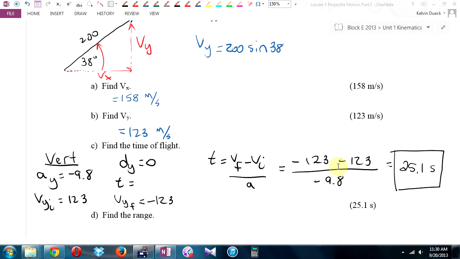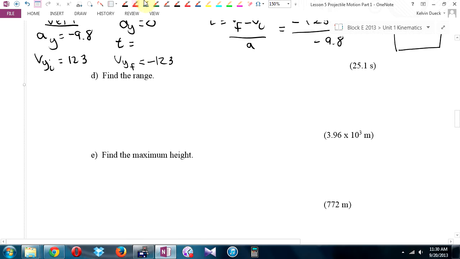Also, though, it makes it easier for you to keep your work organized. So I tend to put a box around my final answer or make it stand out, highlight it, underline it, whatever. Get organized is the whole point of that little rant, Amanda. So time of flight, 25.1 seconds.